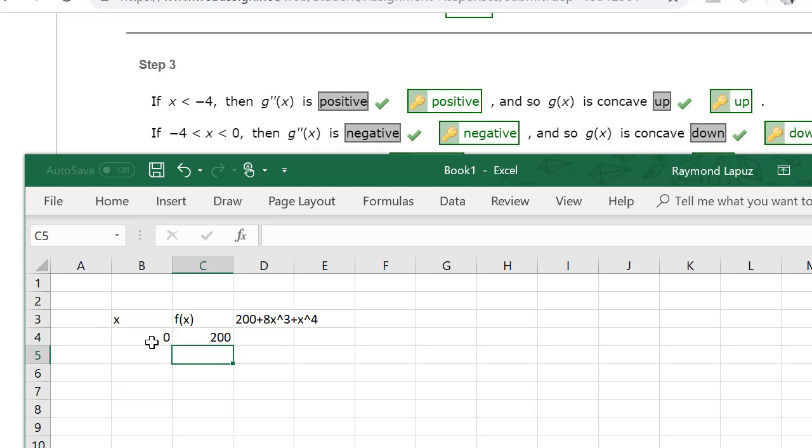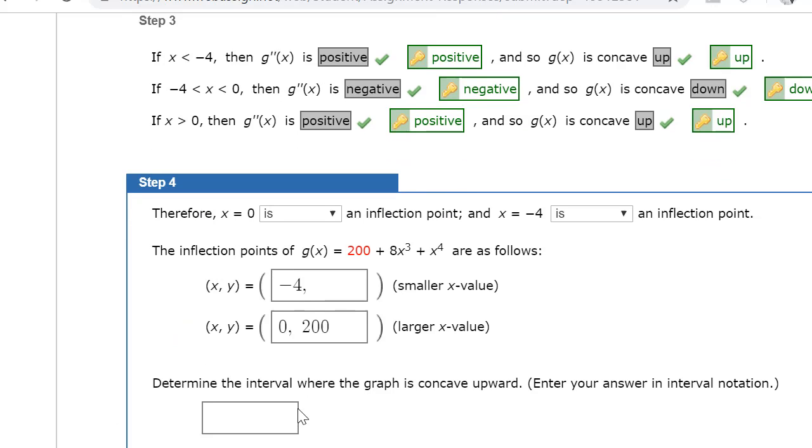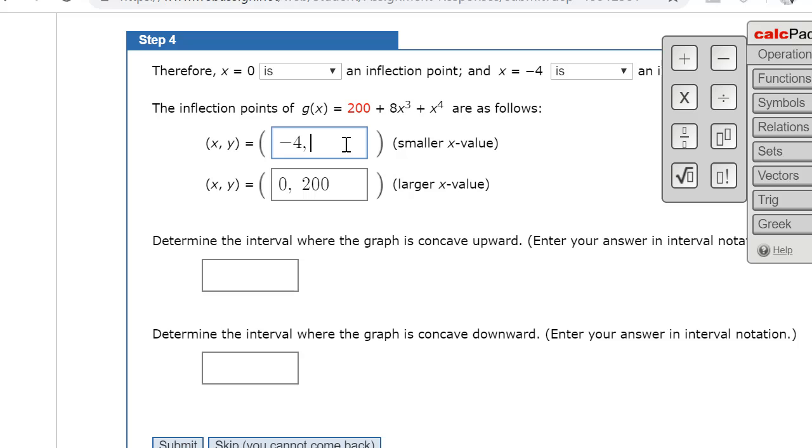So that's 200, but if I put in a -4 here, my output value is going to be -56. By the way, the other value that we had before was -6. So if we put a -6 in there, we're going to get a -232, which we already got earlier. So our y value here is -56.